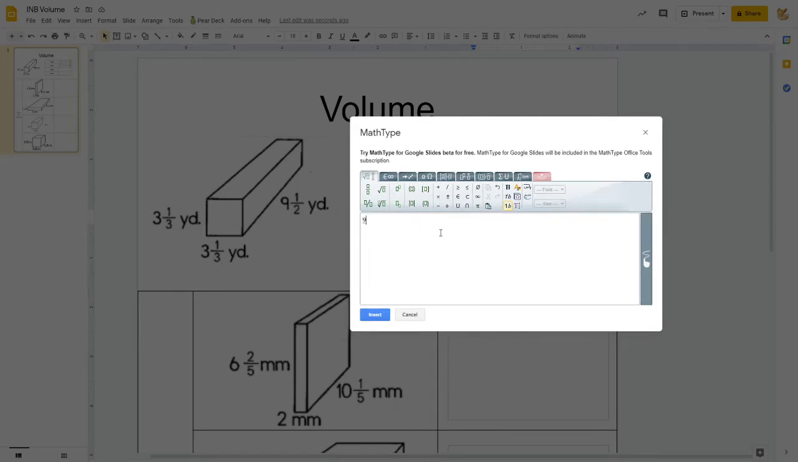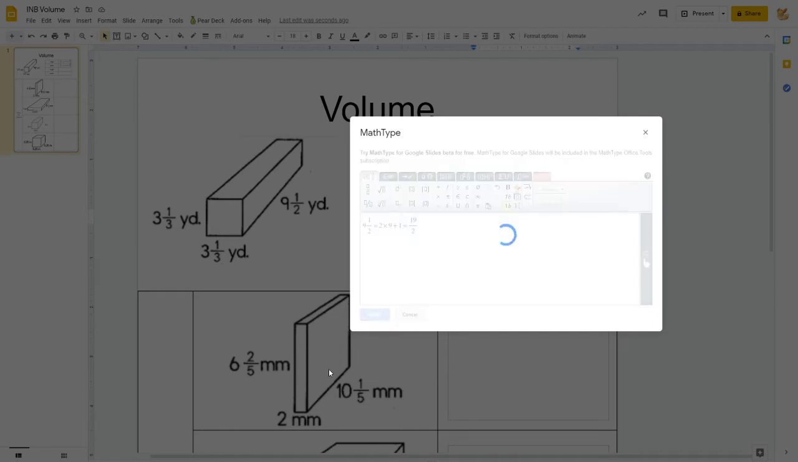So I'm going to do the same thing. 9, click this button right here, 1/2. That equals 2 times 9, which is my whole number, plus 1, which equals another fraction bar. 2 times 9 is 18, plus 1 is 19. That is my new numerator, and my denominator is 2. The denominator did not change.